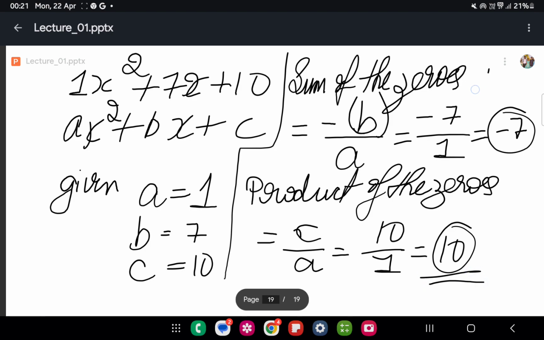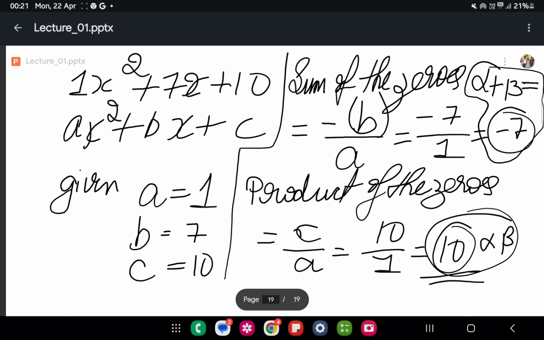Here the sum of the zeros will be alpha plus beta, that is equals to 7. Here alpha into beta is equals to 10. This is the way we have to find the sum of the zeros and the product of the zeros. The sum of the zeros is alpha plus beta, that is minus 7 for this quadratic polynomial. The product of the zeros will be 10. The product of the zeros formula is alpha into beta, that will be 10.